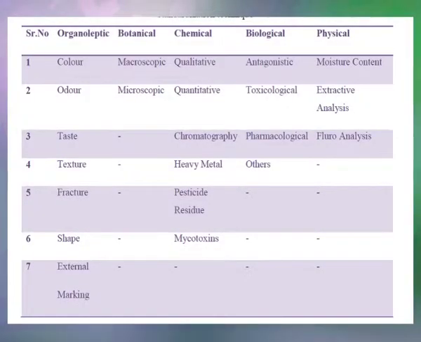Students, the figure shown below shows different standardization techniques that could be counted when the quality of a herbal or Ayurvedic dosage form is concerned. The figure shown here clearly represents the different techniques that are accounted for standardization. First is organoleptic nature, botanical description, chemical nature, biological nature and physical nature.